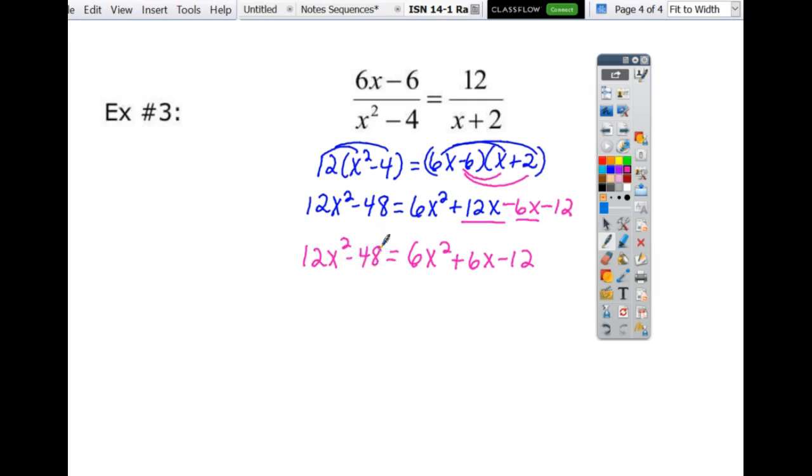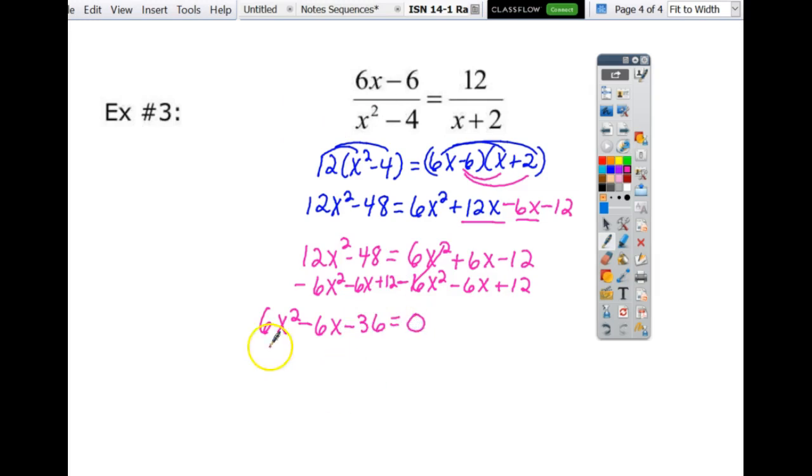And then I have to do like in the last example. I have to move everything. I'm going to move to the biggest side of the x squared because I want a positive x squared. So I'm going to subtract 6x squared. So I get 6x squared. I'm going to subtract the 6x. There's nothing to subtract that with. I can't subtract it from the 48 because there's no x here. And then I'm going to add 12. So minus 48 plus 12 gives me minus 36.